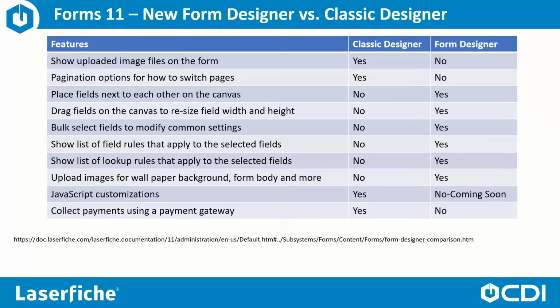In the classic designer, you have to click on each field and mark that read only and then move on to the next one. With the new designer, you can actually select multiple fields at once and change that read only setting to all of them. In addition, you can also see what field rules and what lookup rules are applied to your selected fields right within the designer canvas on the new forms designer.